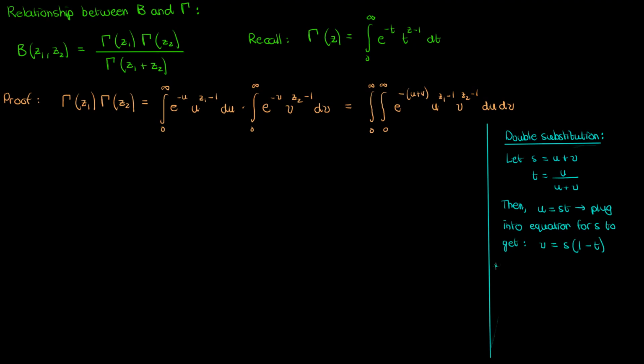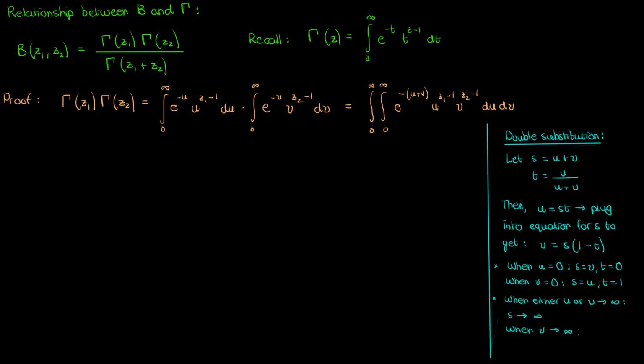When u is 0, then we know that t equals 0 regardless of the non-zero value of v, while s is just equal to v. When v is 0, then t just equals 1 as long as u is non-zero, and s just equals u. Similarly, when either u or v approach infinity, s also approaches infinity.